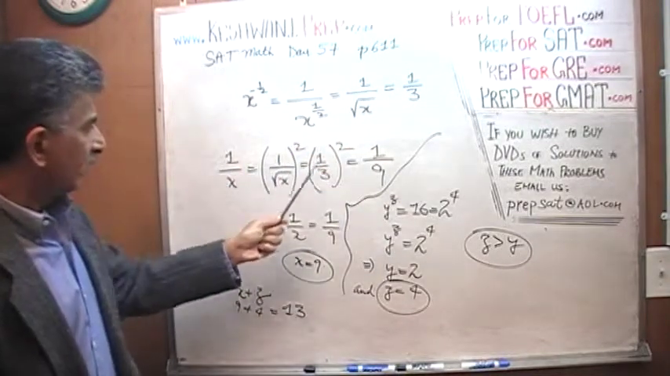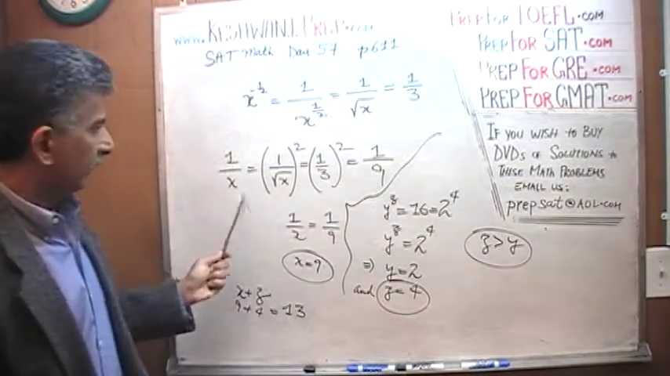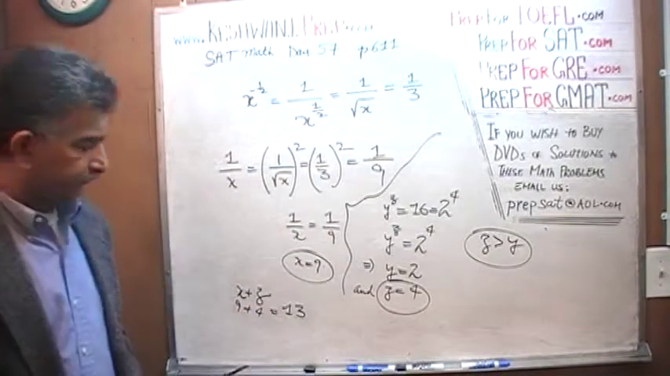So if we square both sides, we find that 1 over x equals 1 over 9. If 1 over x equals 1 over 9, then x must be 9. So that was the x part.